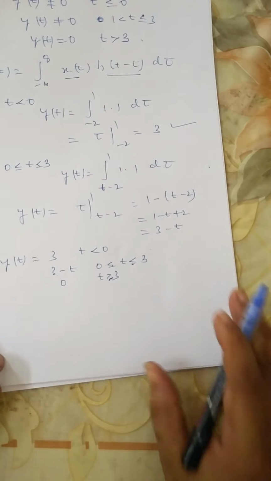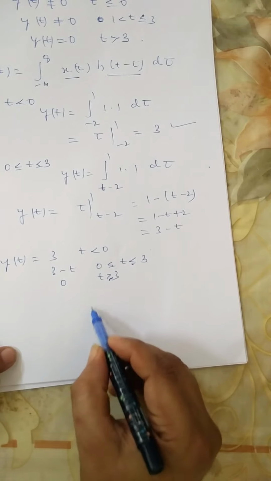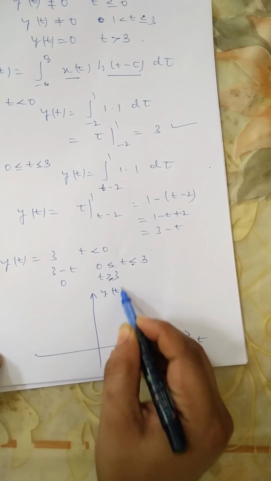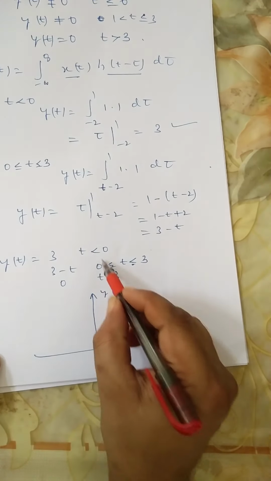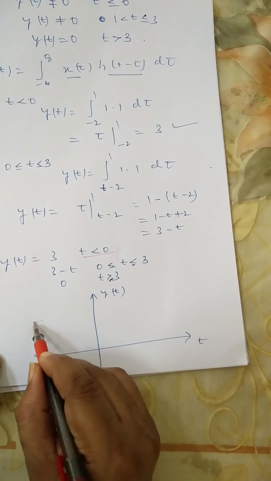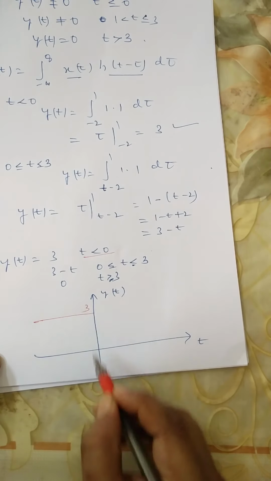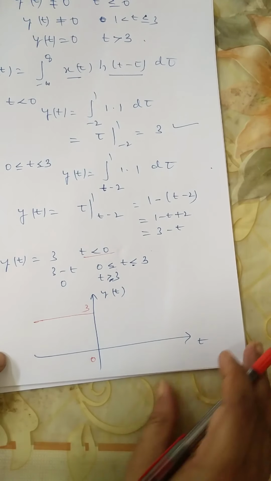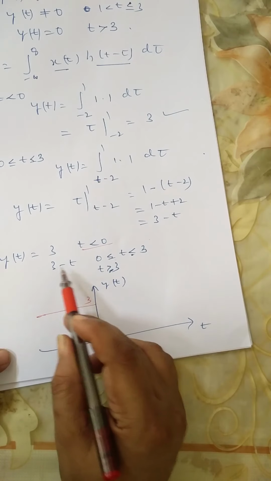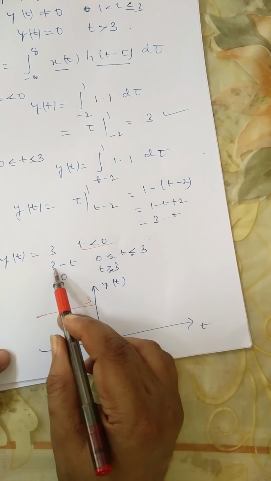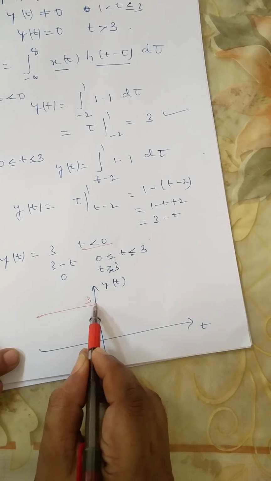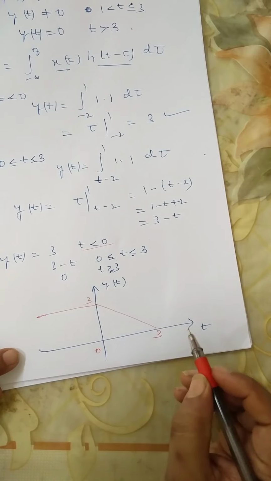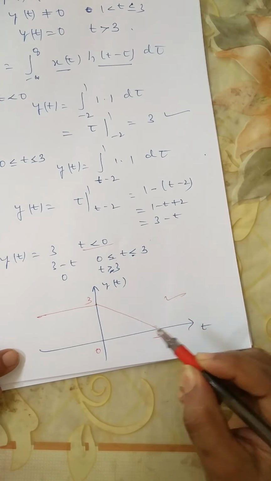Now let us draw its output signal. This is t, this is the output signal y of t. When t is less than 0, output is 3, so it is fixed. This value is 3. Up to 0 to 3 you have answer here. As t increases, when t is 1 it will become 2, when t is 2 it will become 3 minus 2 is 1, when t is 3 it will become 0. Slowly decreases and it becomes 0 at t is equal to 3. This is the output signal. Thank you.